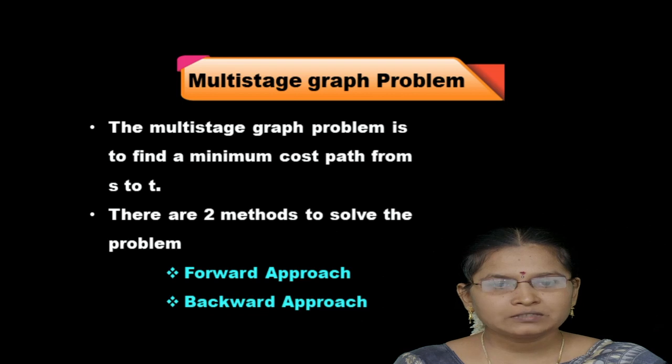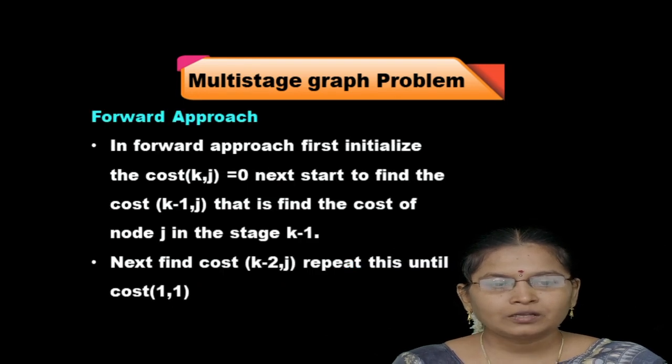Next we see the multi-stage graph problem. The multi-stage graph problem is to find the minimum cost path from the source to the destination, that is S to T. There are two methods to solve this problem. One is the forward approach and the other is the backward approach. First we see the forward approach.